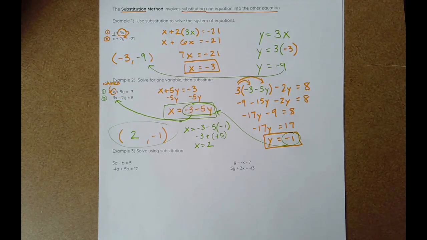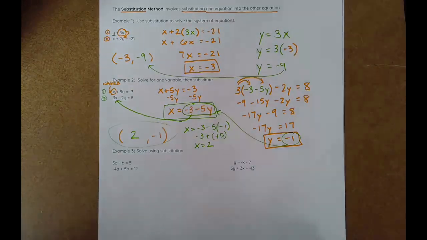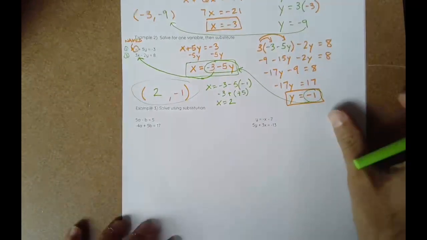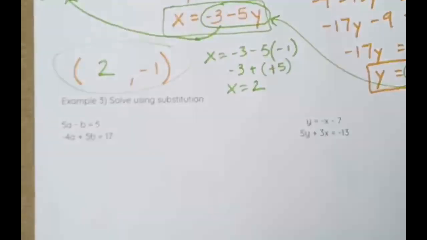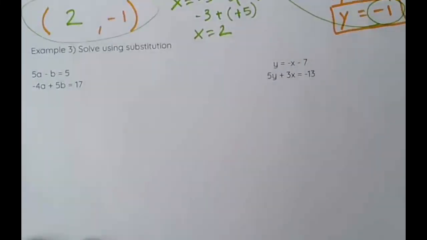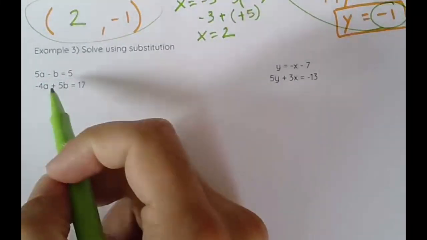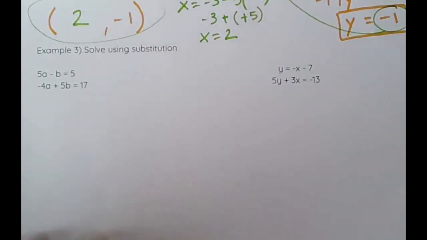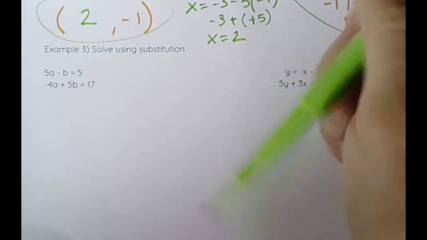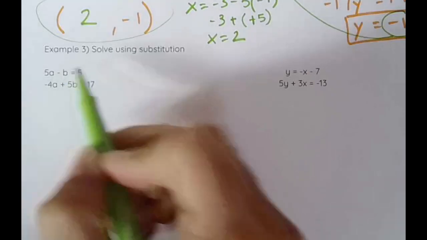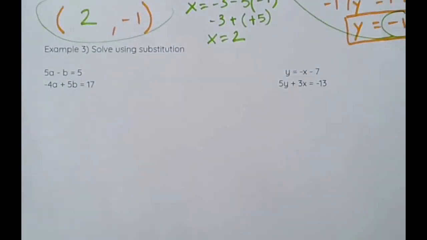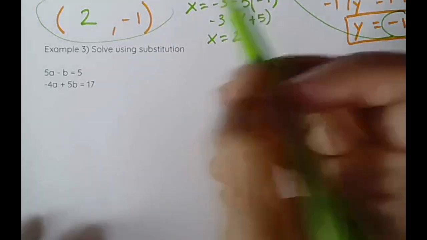All right, example 3, maybe get a little more challenging here. If I look at example 3, I don't have a naked variable. I have a variable that's really close to being naked, this minus b. The reason I wouldn't consider it naked is because of that minus. It's a negative 1 in front of the b instead of just the 1. So we're going to actually pull the old switcheroo here with this first equation.